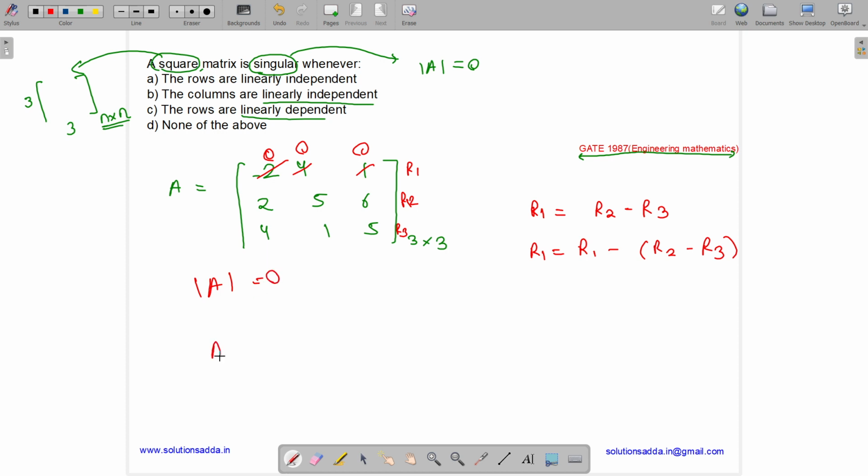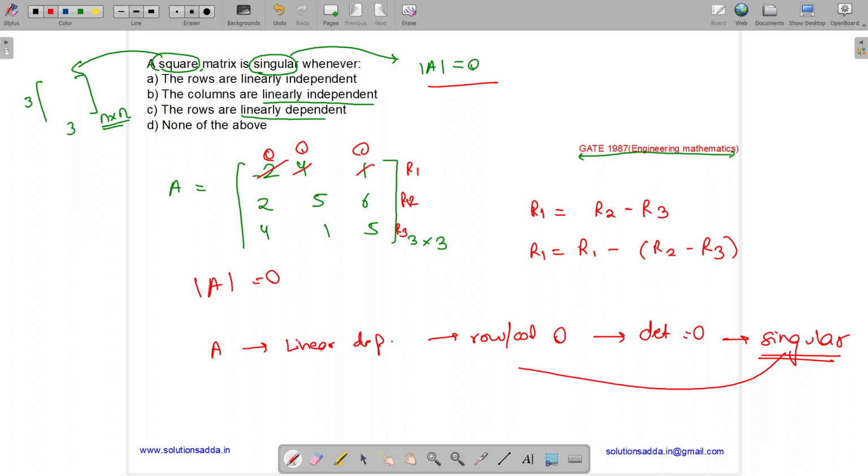Thus, if we have a matrix with linear dependency, then its row or column can be made 0, and thus its determinant will be 0. And if the determinant is 0, then it's called a singular matrix. Thus, a singular matrix will have a linear dependency.